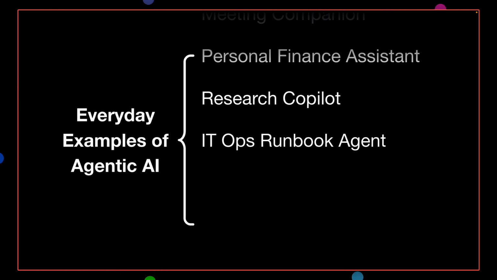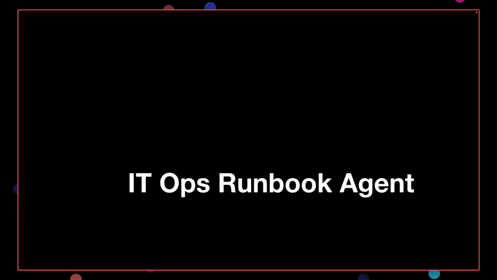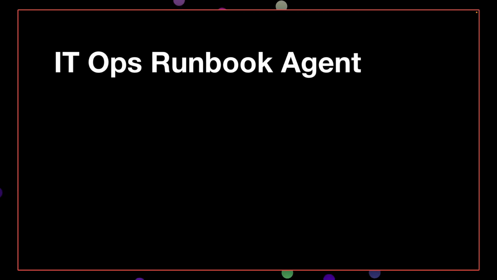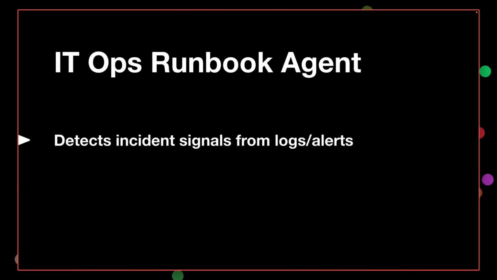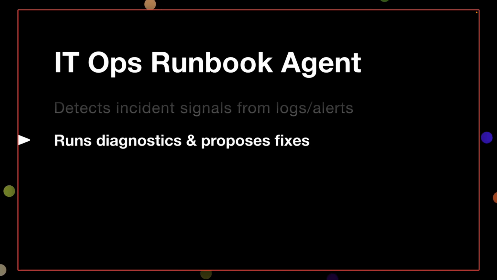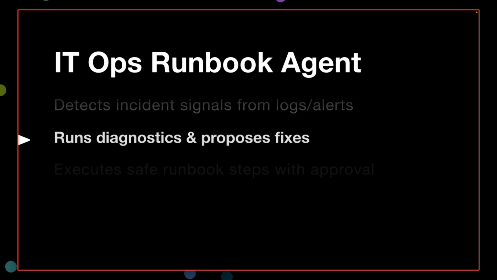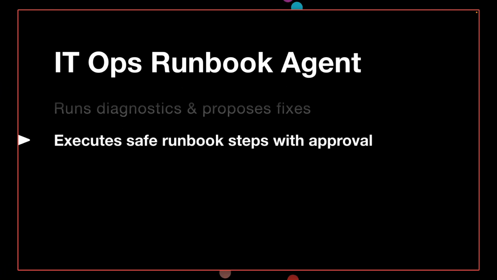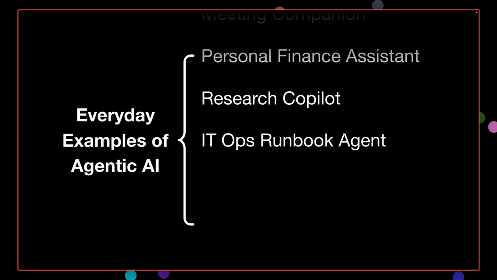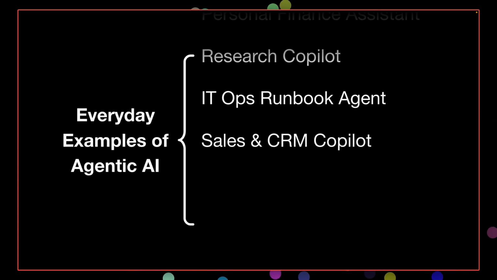Coming to IT operations, an agentic AI can detect incident signals. It can run diagnostics as well as propose fixes for those detected issues, and it can even execute parts of a runbook in a safe manner, which can also include approval. Doing this will help us reduce downtime, and more importantly, it will ensure that incidents are handled in a quick and consistent manner.